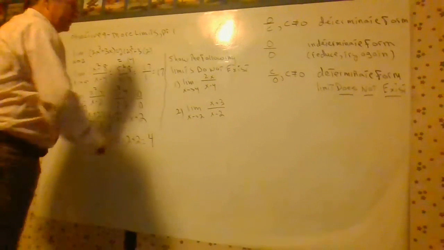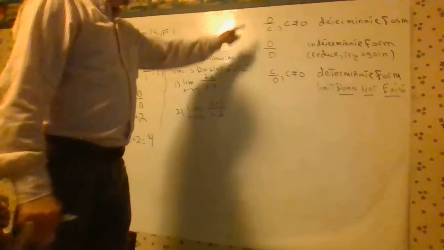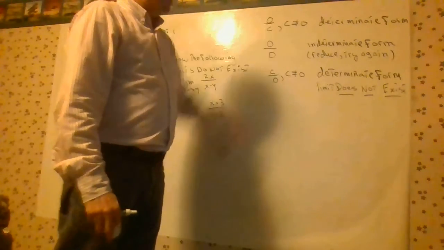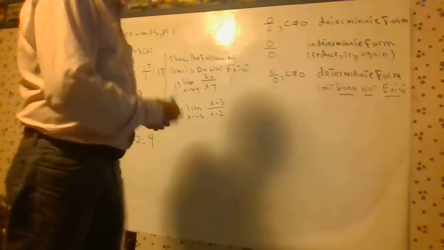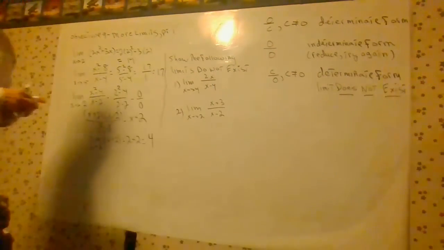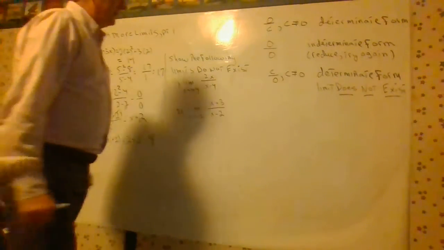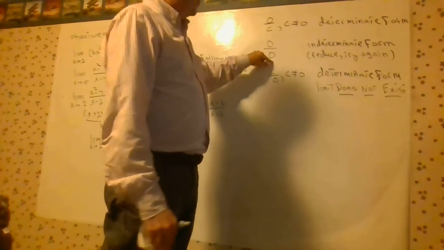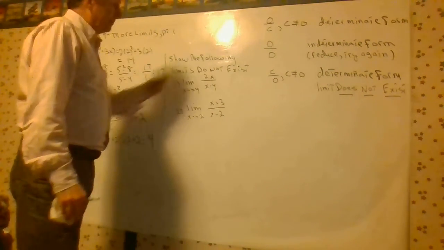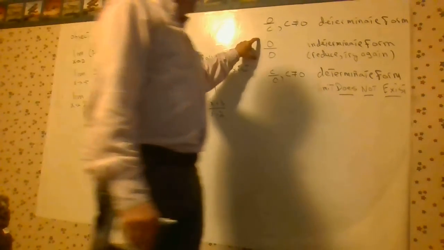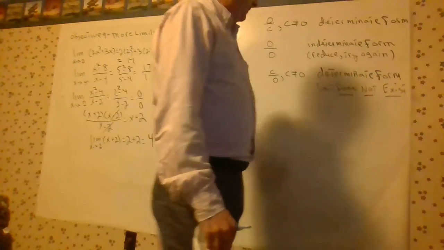Just to go a little bit further here, if we get 0 divided by c, where c is not equal to 0, that's a determinate form. The answer is actually 0 for that limit. And if we get 0 divided by 0, we call it an indeterminate form. You really cannot tell what happens. The limit may exist, the limit may not exist. You have to reduce and try again.